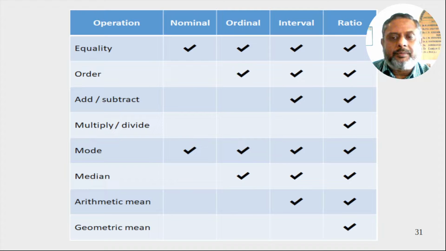Looking at what operations are possible: equality, nominal, yes, you can say that this color is red, this color is red, yes, you can equate. Equality is possible in ordinal, this person is first rank, this person is also first rank, okay, you can compare that equality. Intervals, you can compare. Ratio, you can compare. Order, there is nothing like order in nominal, but in the other three cases, order is there.